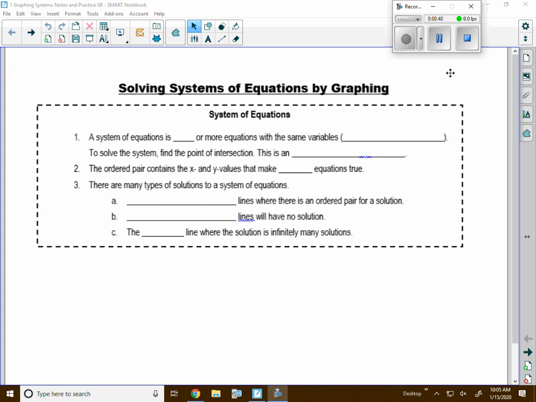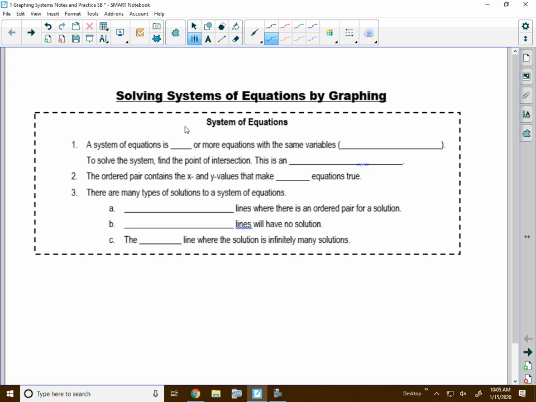So a system of equations is one or more equations with the same variable. An example of this would be y equals x plus 3, y equals x squared minus 5. That would be a system of equations. They both have a y and an x. Now, one of them is just a regular line, and one of them is a quadratic, but that's okay. They still have the same variables.